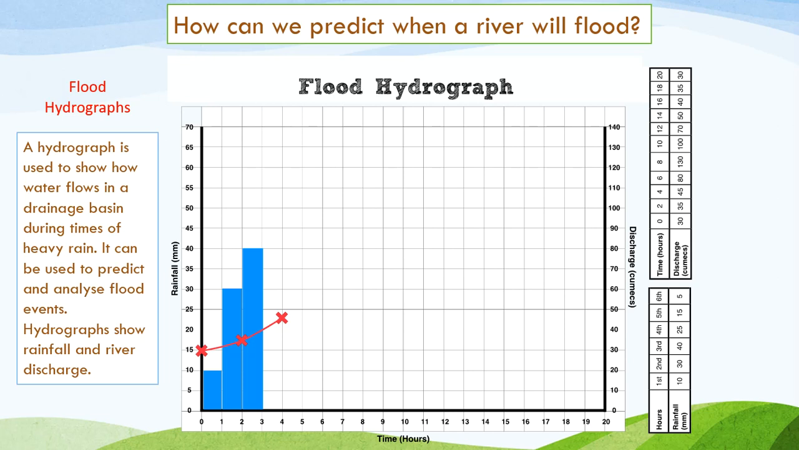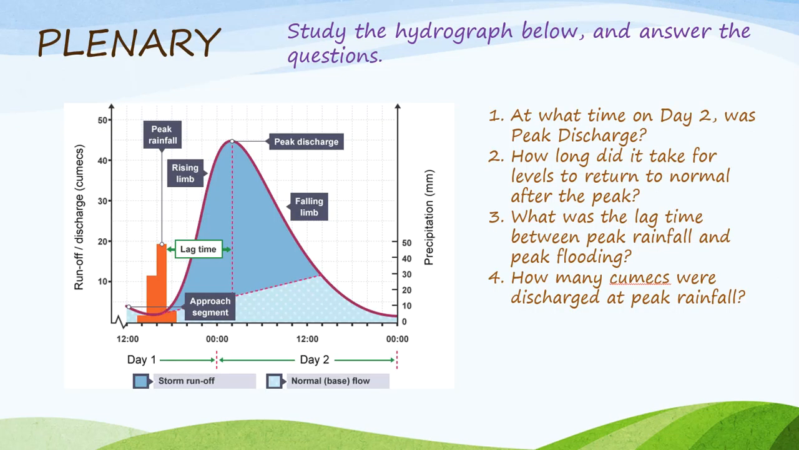Now, let's take a look at a completed flood hydrograph so that you can answer some questions about it. Let's study the hydrograph below and answer the questions. There's 4 of them there, so I'll go through the questions first. 1, at what time on day 2 was peak discharge? 2, how long did it take for levels to return to normal after the peak? 3, what was the lag time between peak rainfall and peak flooding? And 4, how many cumecs were discharged at peak rainfall? So let's take a look at the first question.